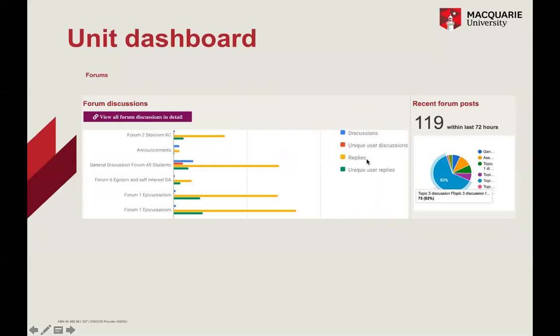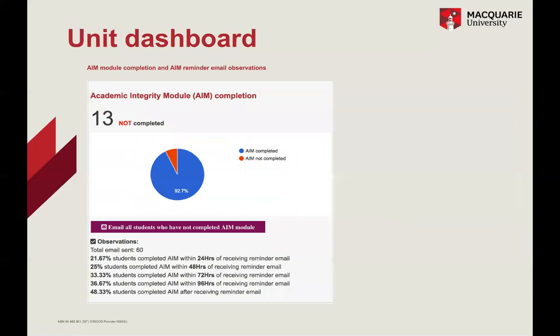Over here you can see all the forums divided into 4 different groups: how many discussions have been posted, how many unique users contributed to the discussions, how many replies have been made, and how many unique users contributed to the replies. I will show this again later.